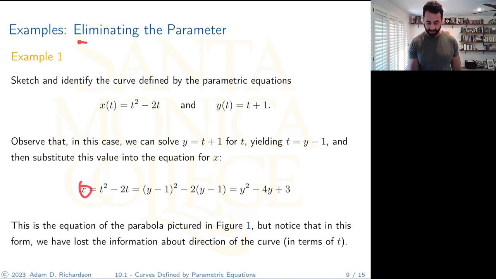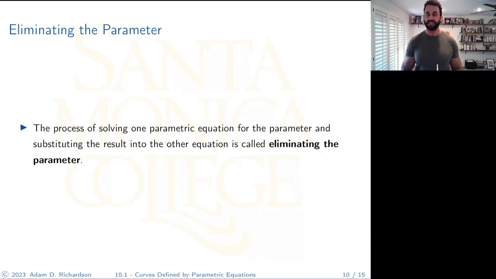But notice that when we eliminate the parameter, and we only get it in terms of x's and y's, we've lost the information about the direction of the curve because the direction of the curve is given by t. So if you eliminate the parameter t, you lose that information. You basically can see the path that the particle took, but you can't see where it was going at certain times. You just know that it went through that path. All right, so what is eliminating the parameter? That's just solving one parametric equation for the parameter, substituting that result into the other equation, and then simplifying. That's called eliminating the parameter.